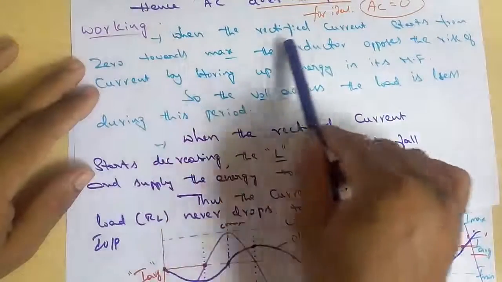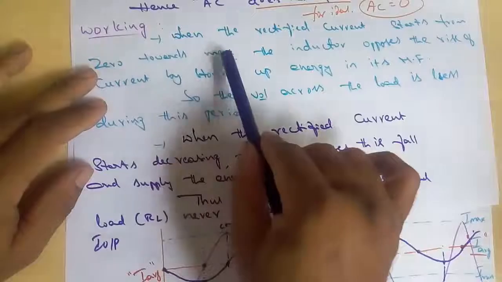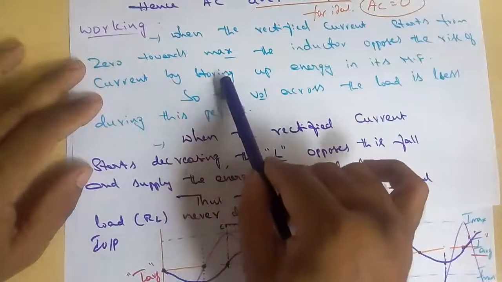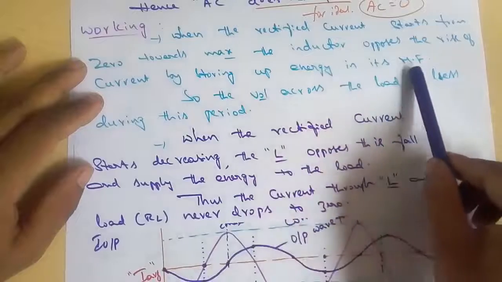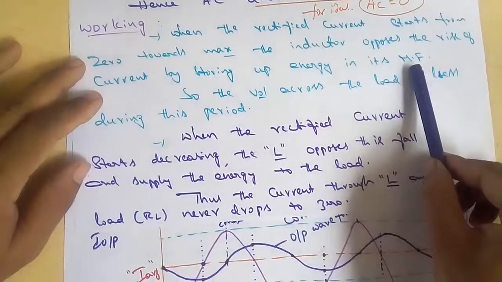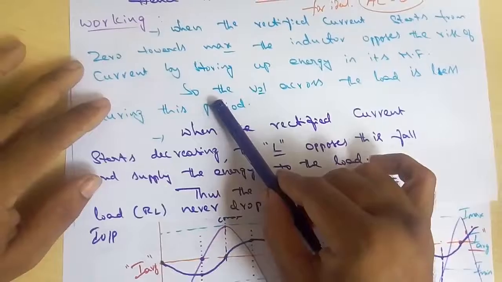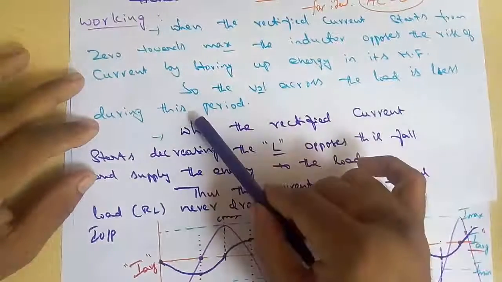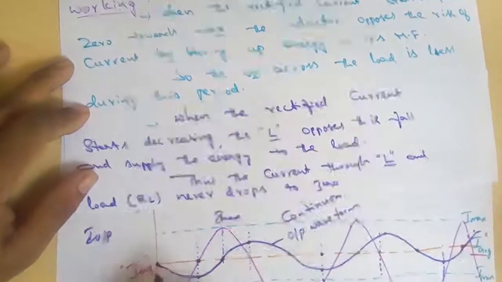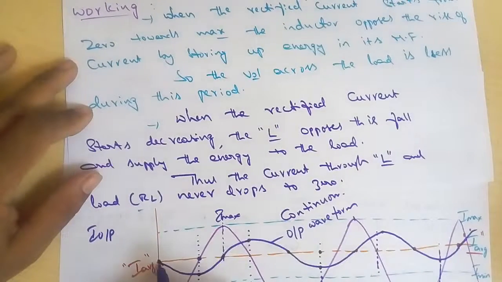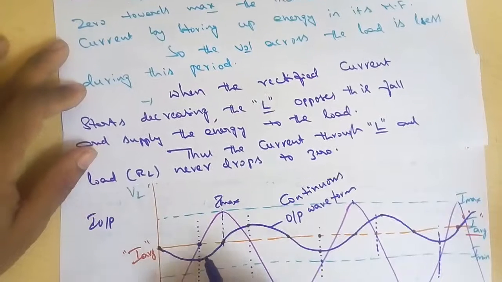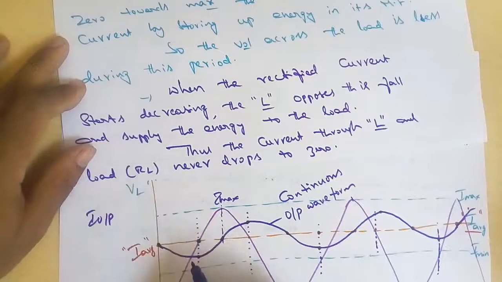Again you see that when the rectified current starts from 0 towards maximum, the inductor opposes the rise of current by storing up energy in its magnetic field. Due to that reason, the voltage across the load is less during this period. Here, this is the lower voltage. This is VL, the output voltage or output current, whichever you may take.